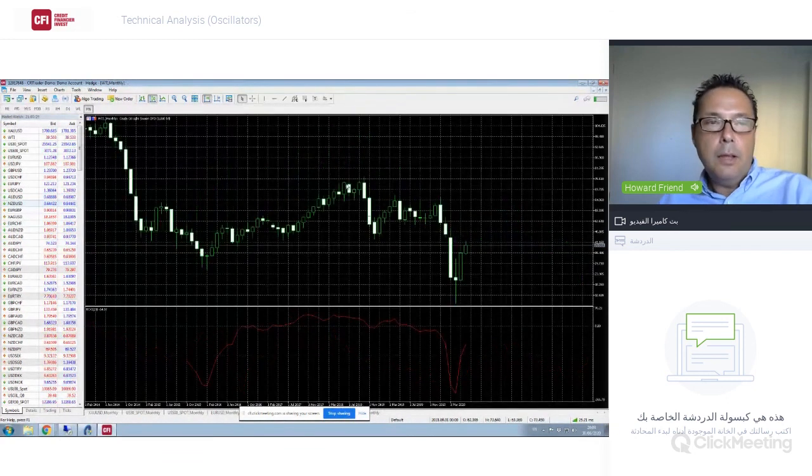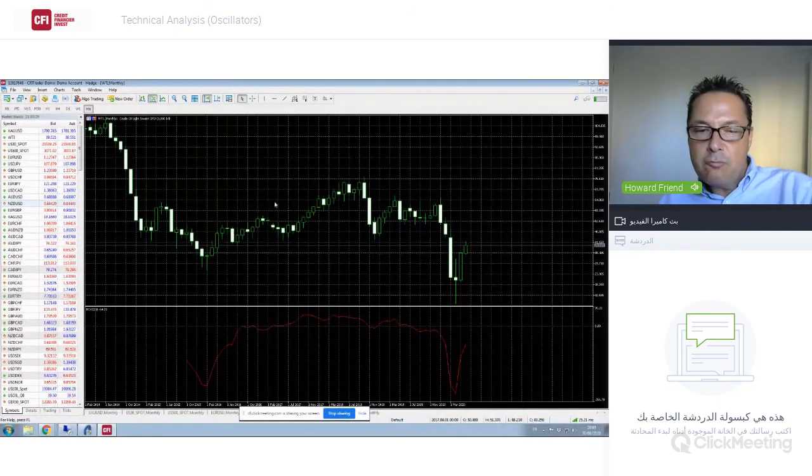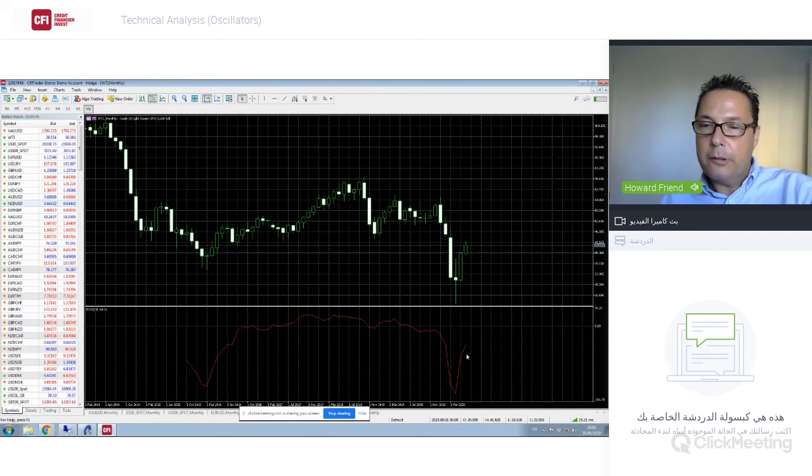Next example, this is crude, West Texas. Nothing really to write home about on the oscillator, except that it got into quite an extreme oversold condition, obviously, as the market did get hammered on the way down to the recent low. We're bouncing back up from there.